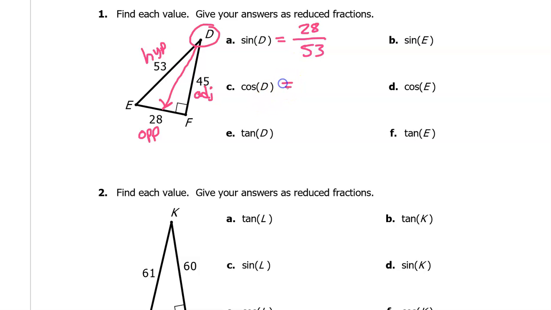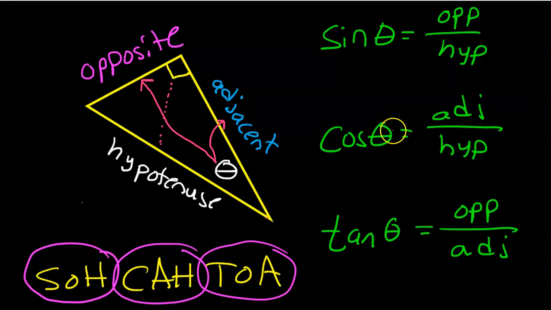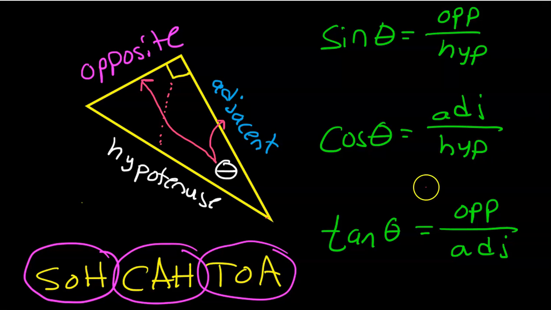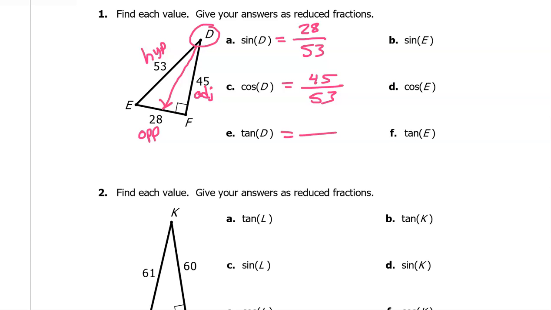Now we want to find the cosine of angle D. Remember that cosine is adjacent over hypotenuse. So that's going to be 45 over 53. And finally, we want tangent of angle D. And tangent is opposite over adjacent. So that's going to be 28 over 45.